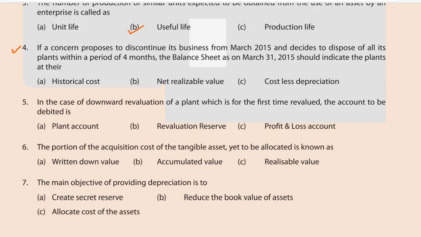Read the question once again. If a concern proposes to discontinue its business from March 2015 and decides to dispose of all its plants within 4 months, the balance sheet as on March 31st should indicate the plants at their net realizable value. Answer B.